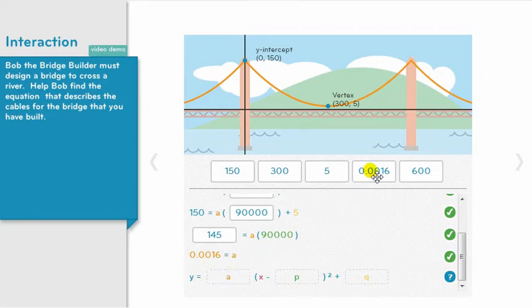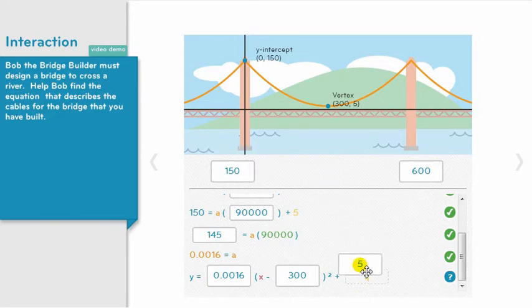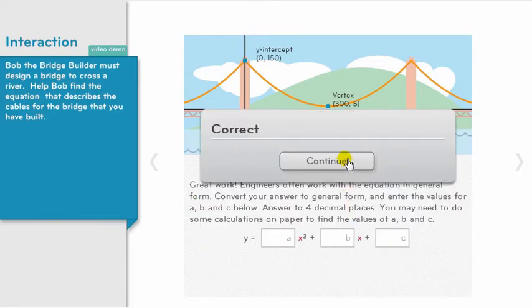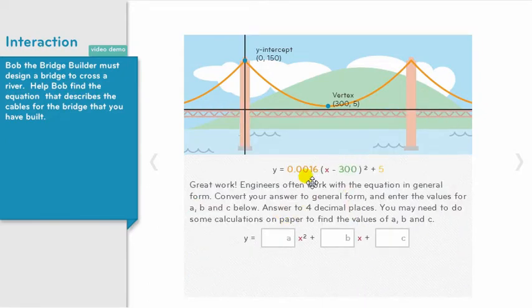So let's drag that in there for our a value. Our p and our q value haven't changed. They're still 300 and 5. So now we need to continue. And we need to solve this by multiplying it all out and using order of operations rules in order to get this into general form.